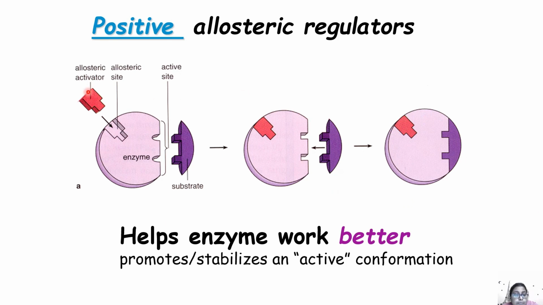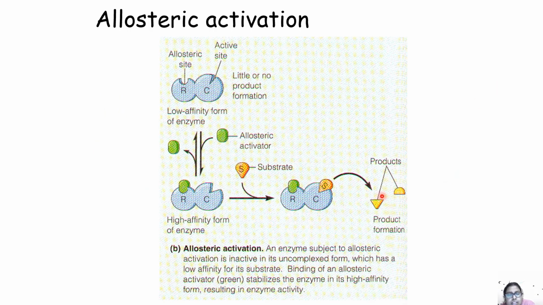In the case of positive allosteric regulators, for example, if you see, the enzyme is not exactly a perfect fit for the substrate, correct? If we have a positive allosteric regulator, we will not call this an inhibitor because it's not really inhibiting the process. It will bind to another site, the allosteric site, and it will change the active site of the enzyme in such a way that now it becomes a perfect fit for the substrate. Positive allosteric regulators are positive because they help the enzyme work better, because they promote and stabilize an active conformation. So this is what we call a positive regulator.